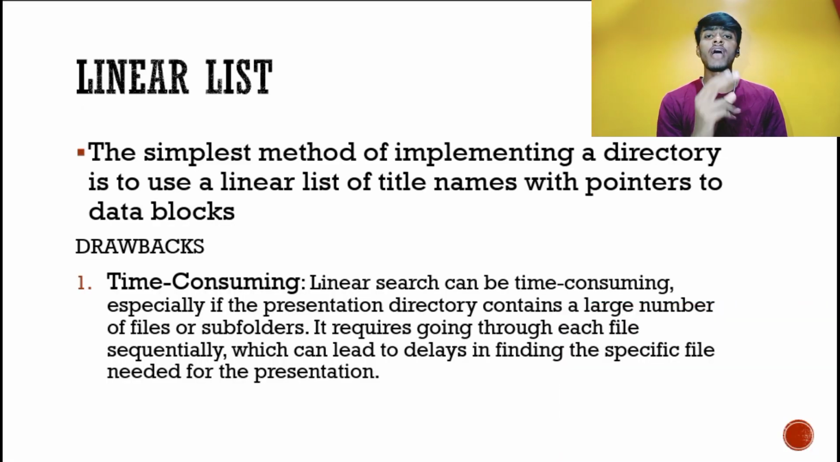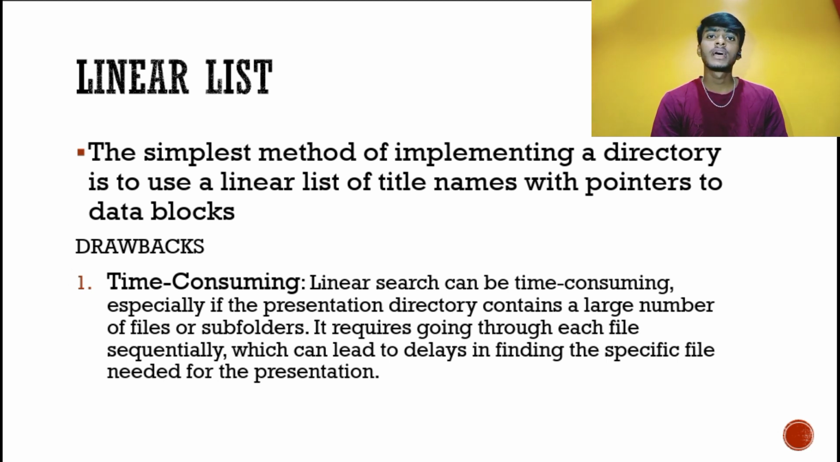In directories, we have two methods, that is the linear lists and the hash tables. Let us see the linear list. The linear list is the simplest method of implementing directories, which uses the file names, pointers, and the data blocks. It has some drawbacks. Let us see them one by one.